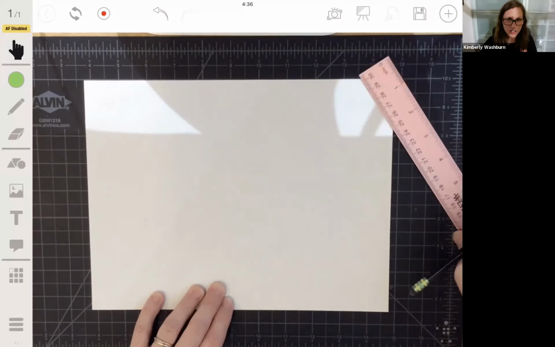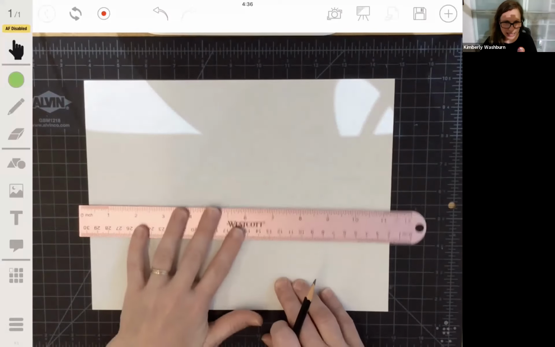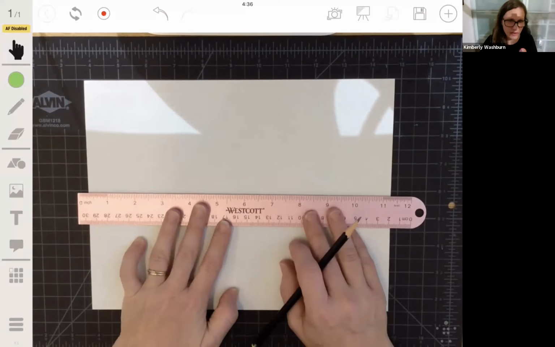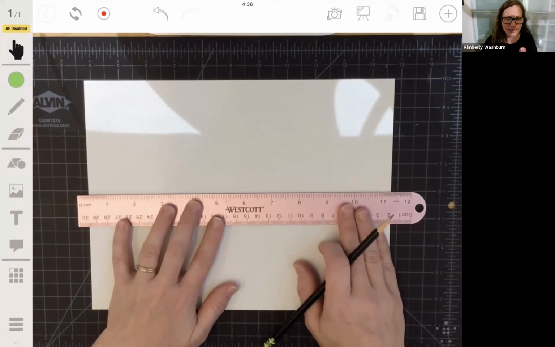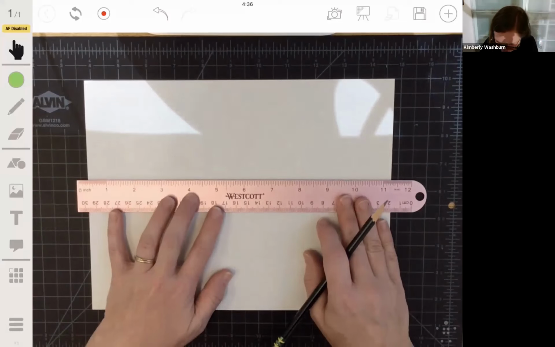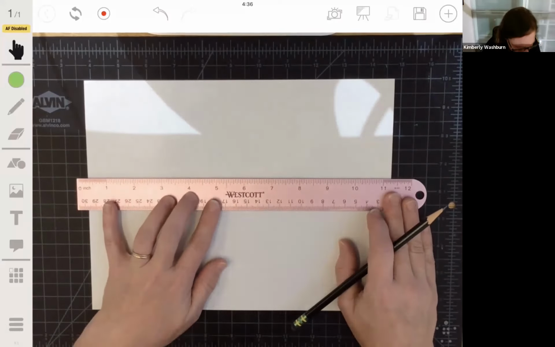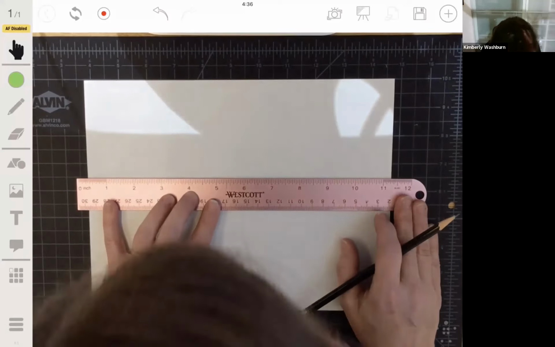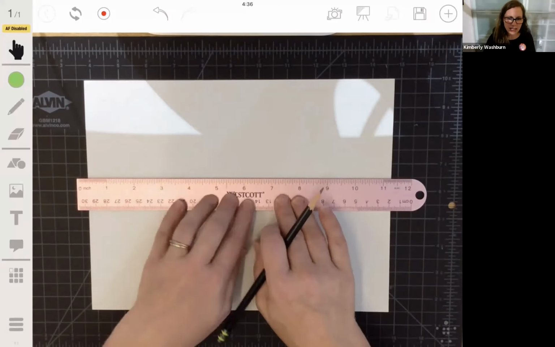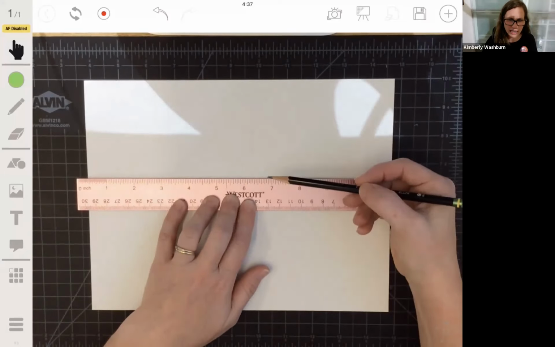Now, what I like to do in this project when I'm trying to draw a horizon line is find about the middle of the paper. It doesn't have to be exactly the middle of the paper. And I like to go just a little bit up. Now you'll notice I'm not at the top of my paper. I'm just a little bit up from the center. So you're just going to find the center of your paper, then go a little bit up from that.